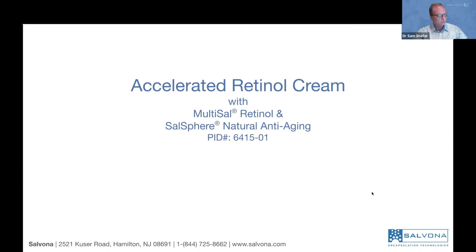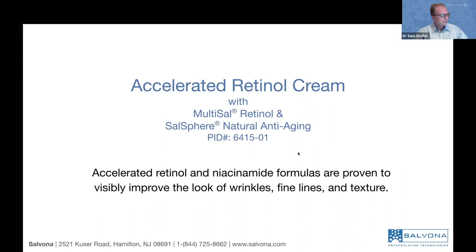This formula is called Accelerated Retinol Cream, and it contains Multicell Retinol and Salsphere Natural Anti-Aging. We always use them in combination because they are protecting each other and they work better in a synergy fashion. Why do we call it accelerated? Because it's not only retinol, it's a combination of retinol and niacinamide. Retinol and niacinamide together with the natural anti-aging work very well. So briefly, what is natural anti-aging? Natural anti-aging is using polyphenols from grape and from apple. These are very strong polyphenol materials that work as antioxidant and also to boost collagen and elastin.